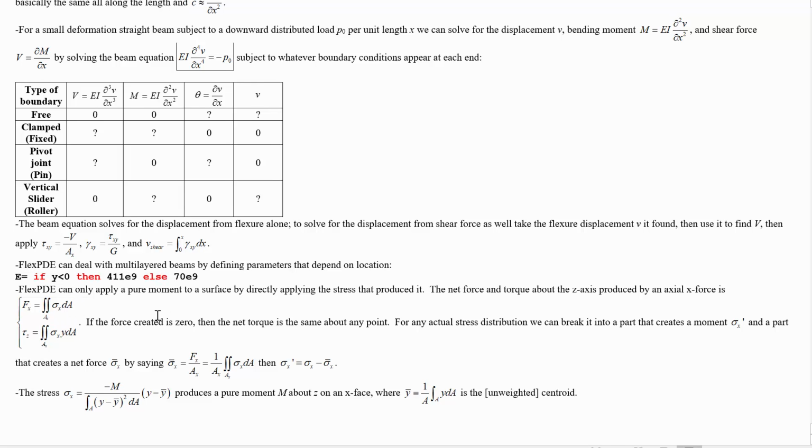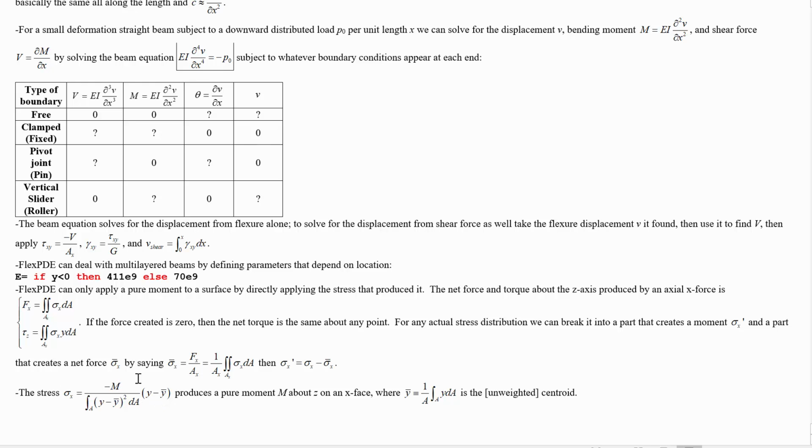Now, it can only apply a pure moment to a surface by directly applying the stress that produced that pure moment, and this makes it a little bit tricky to know what stress to apply. Fortunately, we did some analytical work and figured out that we can apply a stress as follows to get a given moment that we're looking for.